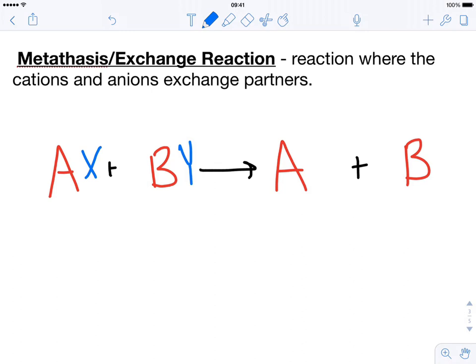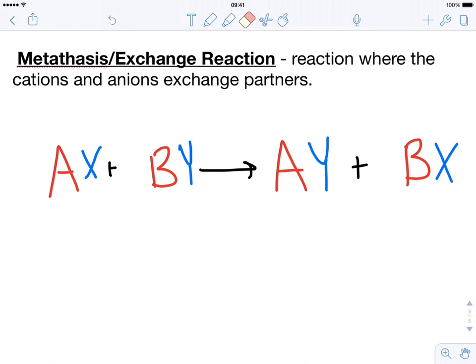On the reactant side, X was paired with A, so on the product side, we want X to be paired with B. Now, the anion Y on the reactant side was paired with B, so on the product side, we are going to want Y paired with A. This is called a metathesis or exchange reaction. They're two different words for the same type of reaction, where the cations and anions exchange partners.